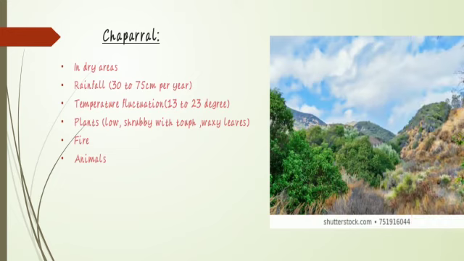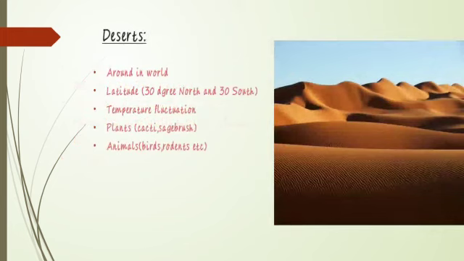The next is chaparral. It is present between dry areas. Its rainfall is 30 to 70 centimeters per year. Temperature fluctuates between 30 and 23 degrees. Its plants are low and shrubby with rough, waxy leaves. Fire animals are found there. The next is deserts, which are present around the world at latitude 30 degrees north and 30 degrees south. Temperature fluctuates. Plants include cacti and sagebrush; animals include birds, rodents, etc.